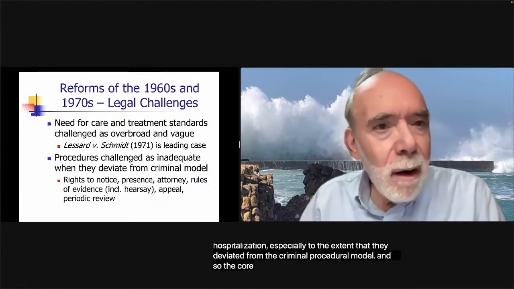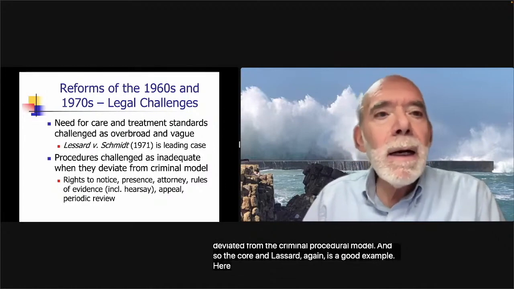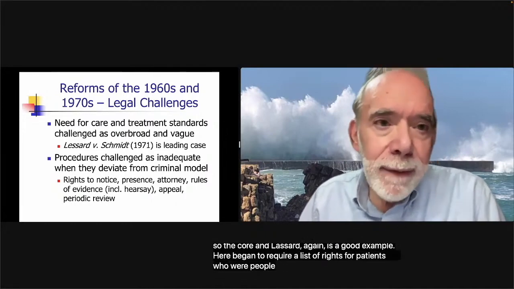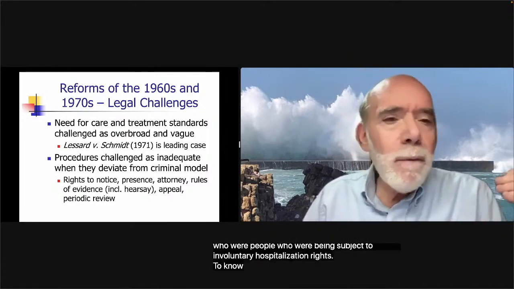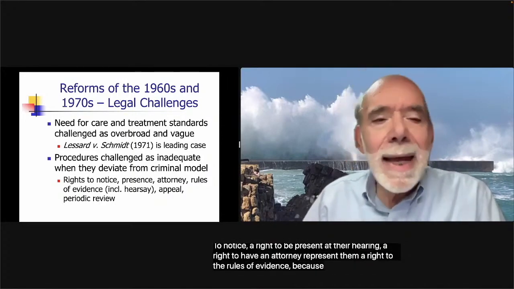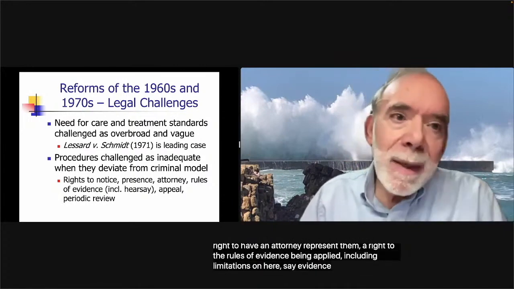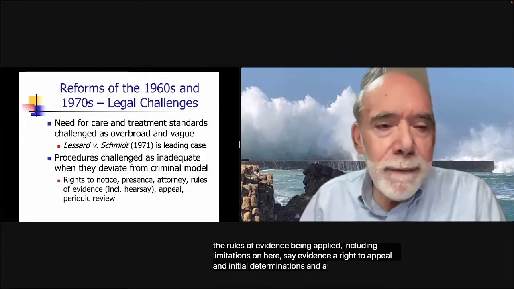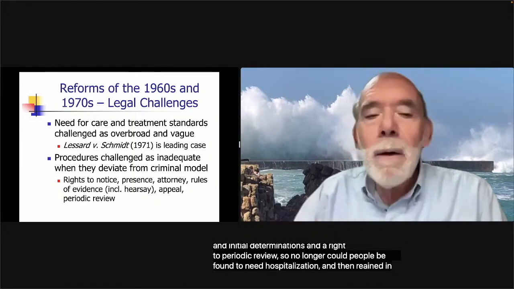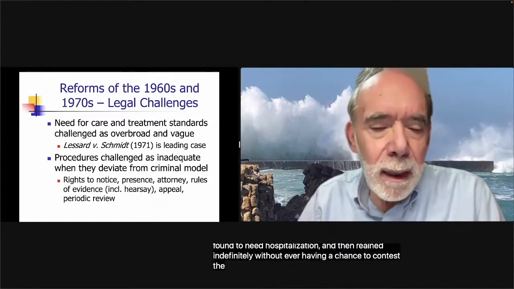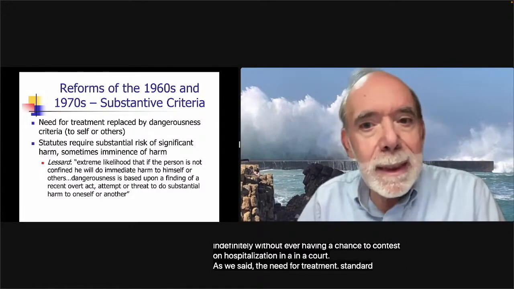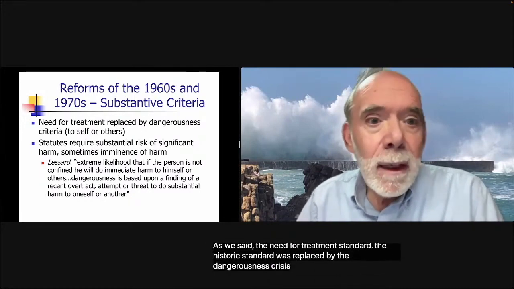And so the courts, and Lessard again is a good example here, began to require a list of rights for patients who were being subject to involuntary hospitalization: rights to notice, a right to be present at their hearing, a right to have an attorney represent them, a right to the rules of evidence being applied, including limitations on hearsay evidence, a right to appeal initial determinations, and a right to periodic review. So no longer could people be found to need hospitalization and then retained indefinitely without ever having a chance to contest that hospitalization in a court. As we said, the need for treatment standard, the historic standard, was replaced by the dangerousness criteria that I think you all know very well.